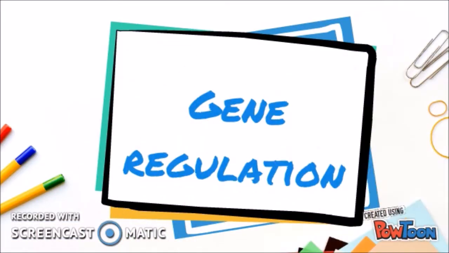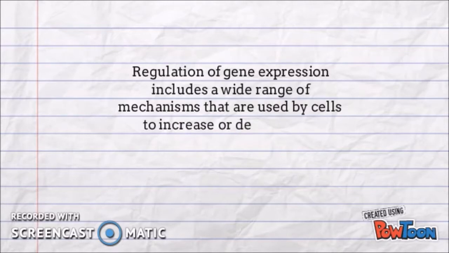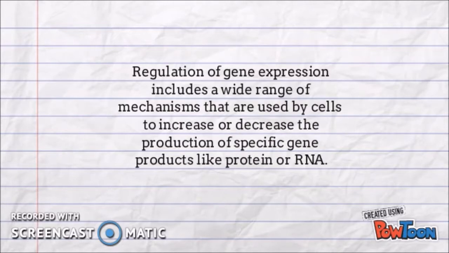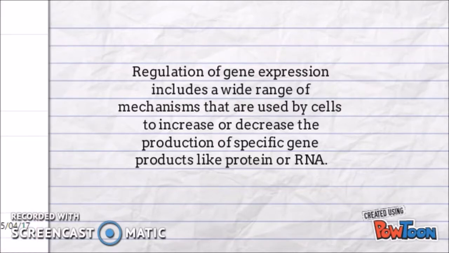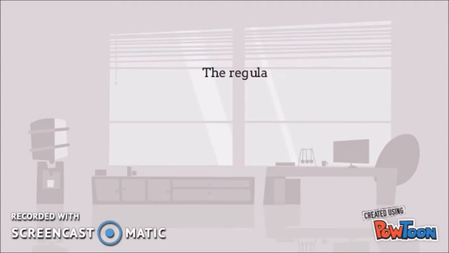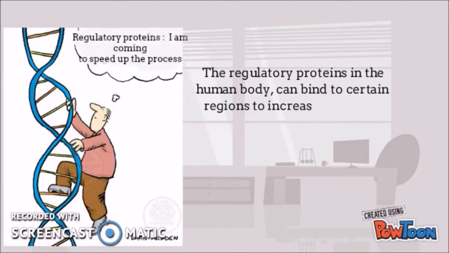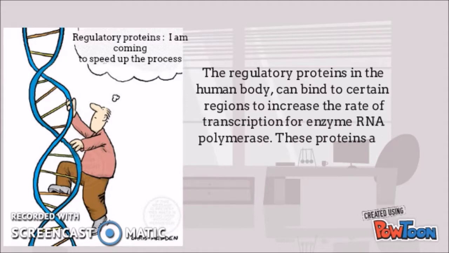Gene regulation. Regulation of gene expression includes a wide range of mechanisms that are used by cells to increase or decrease the production of specific gene products like protein or RNA. In the transcription process, the regulatory proteins in the human body can bind to certain regions to increase the rate of transcription for the enzyme RNA polymerase. These proteins are positive transcription factors.